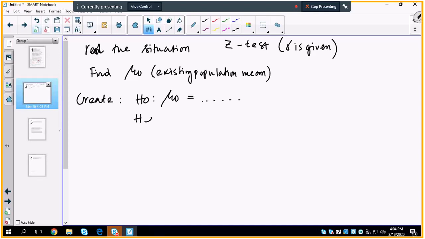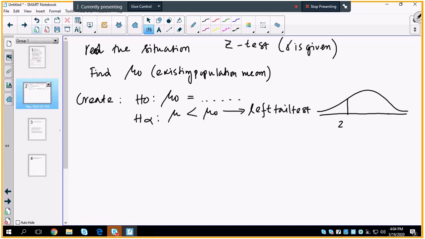H alpha will be threefold. Either you will find out that it is saying mu is less than mu naught. That will be 1, and you do left tail test. So what is left tail test? As soon as you are doing left tail test, draw the diagram, find the Z critical. See how I'm pointing things out. This is going to be the significance, the given significance in the problem, which you will also call the rejection region or the critical region.